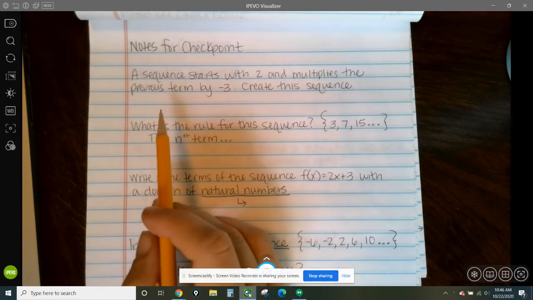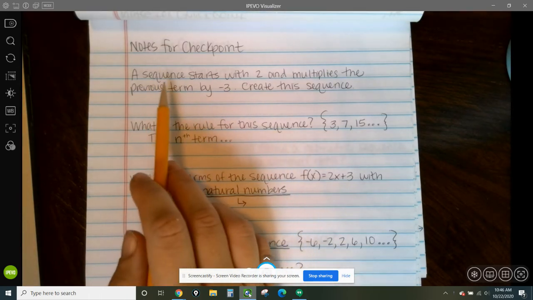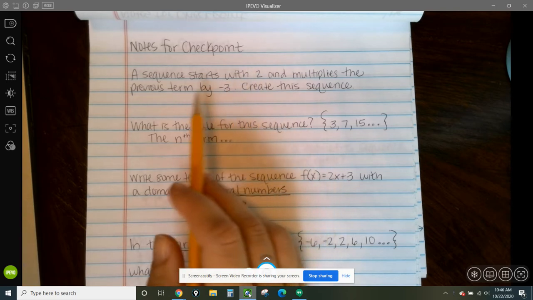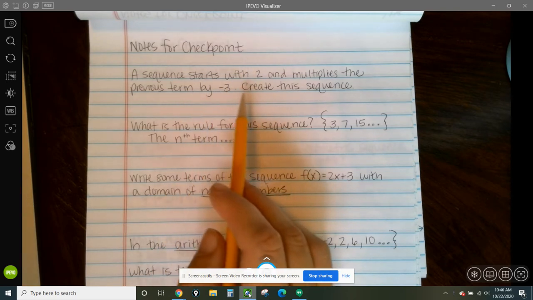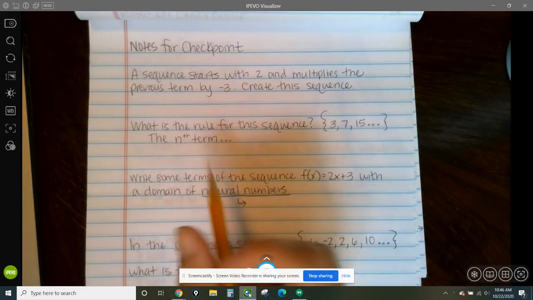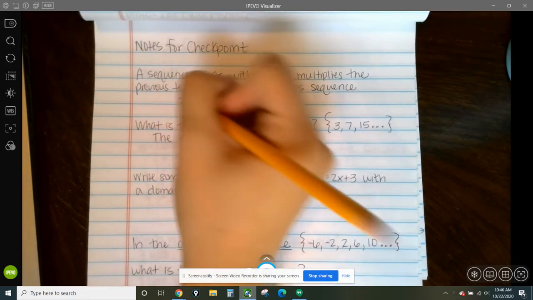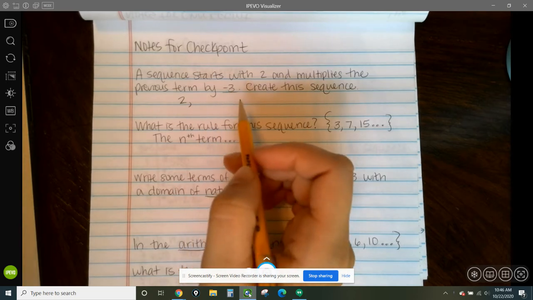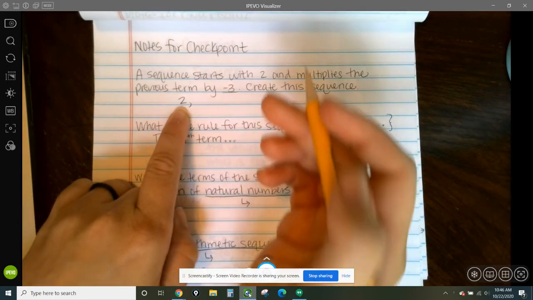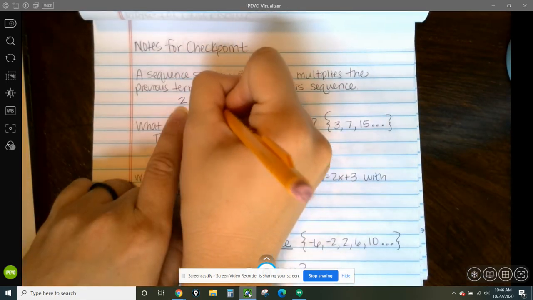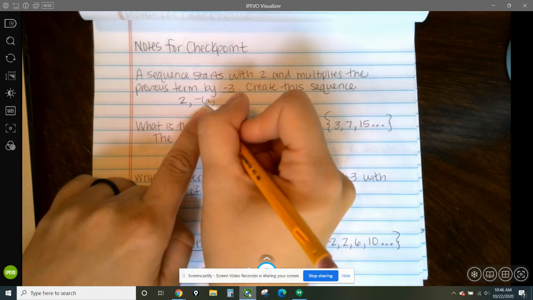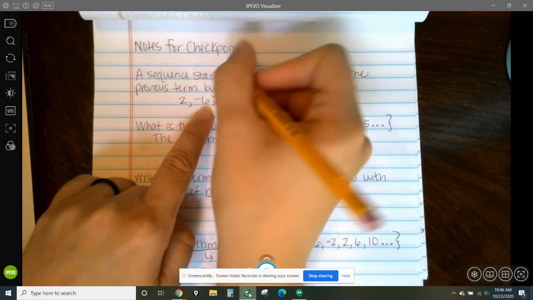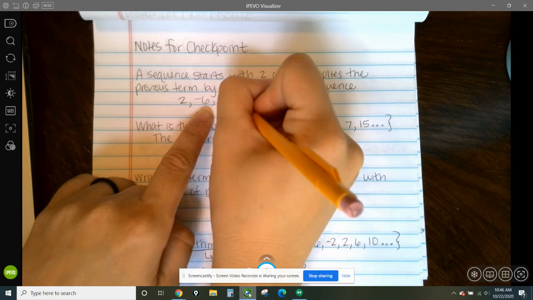All right, so sequences is kind of what this lesson was about. A sequence starts with 2 and multiplies the previous term by -3. Create this sequence. Okay, so the sequence starts with 2. So let's start by writing 2. And multiplies the previous term by -3. So I'm going to take 2 and multiply by -3, and I get -6. Now I'm going to take this -6 and multiply by -3 and get +18.